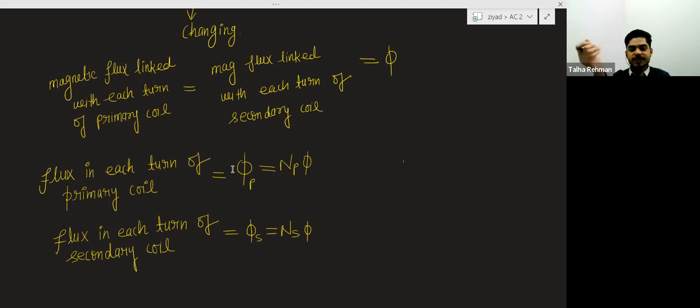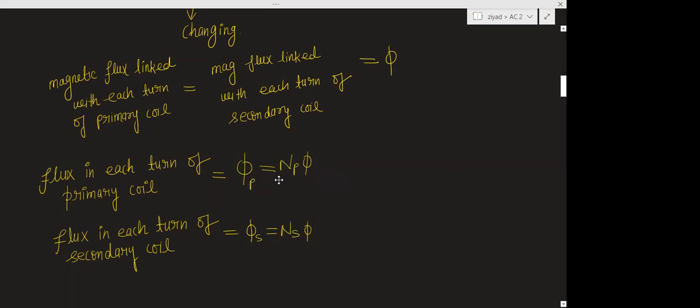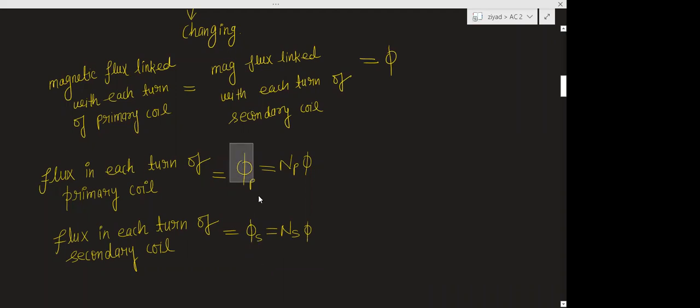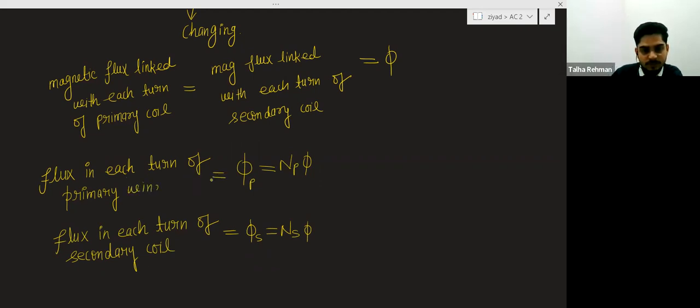Now we will calculate the induced EMF. We have got the flux in the primary coil and the flux in the secondary coil. This is the total magnetic flux with the primary winding, and this is the secondary winding. The word coil is not okay here. The winding consists of a number of coils.